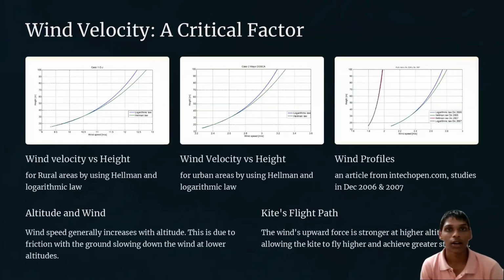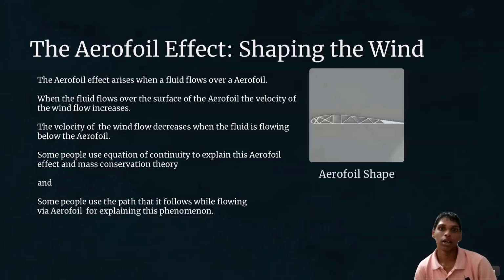Due to the wind velocity, a pressure difference also gets generated. You can see the variation of velocity, how the wind velocity varies with the height. One of the crucial factors is the aerofoil effect. The aerofoil effect is that if the fluid flows over an aerofoil, its velocity increases, as well as its velocity decreases if the fluid flows below the aerofoil.